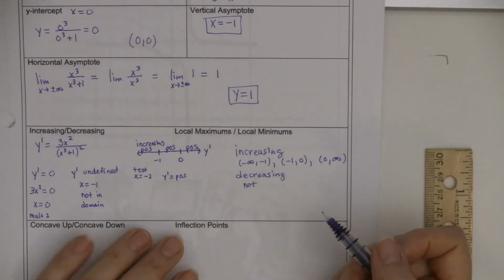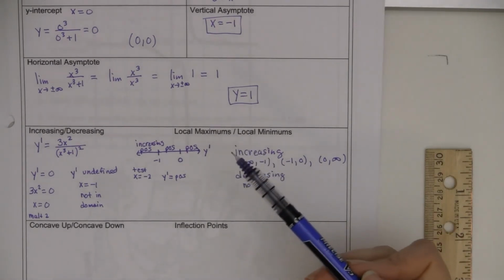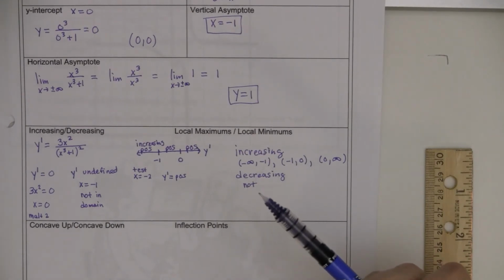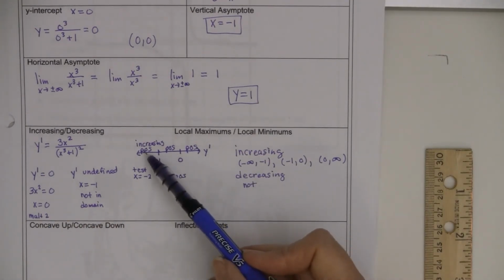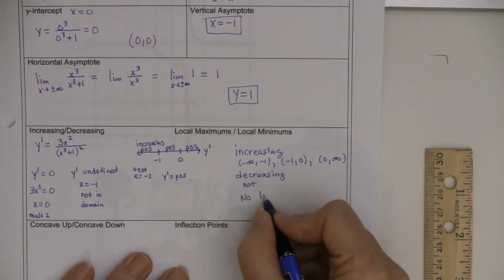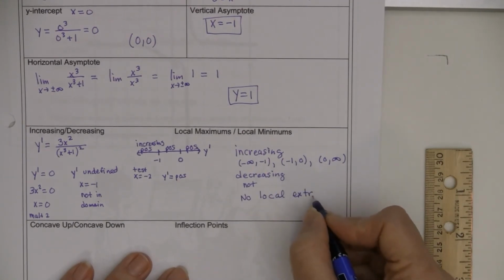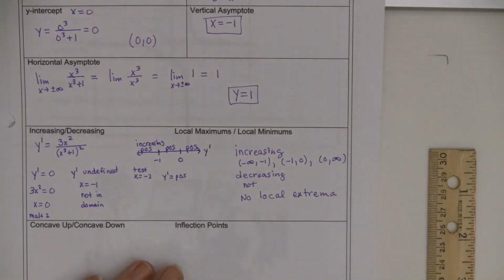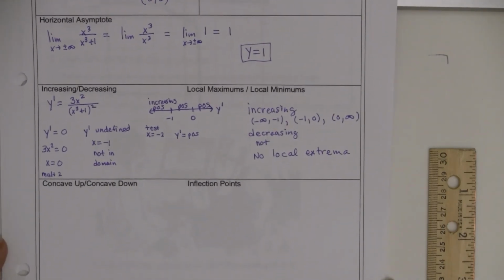Now I'm looking for local extrema, the local max or the local min. Well, the local max and the local min is where it changes from increasing to decreasing, or vice versa. But you notice it's always increasing, and so there are no local extreme values. And your book says extrema, and so I'll follow on. So there's no local extrema. And so we did a lovely job on that. It was cool. It was wonderful.